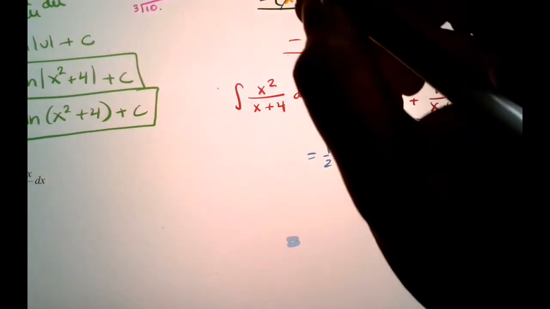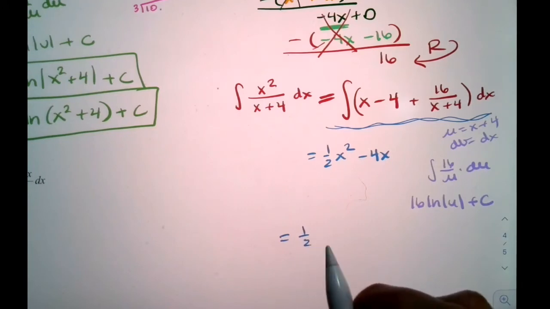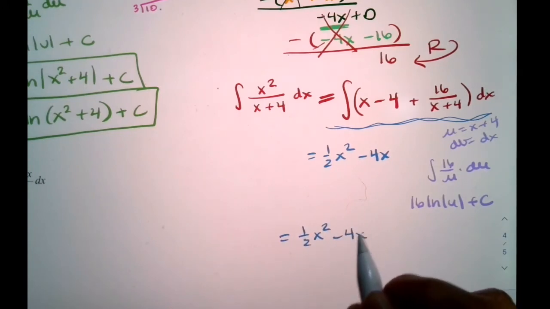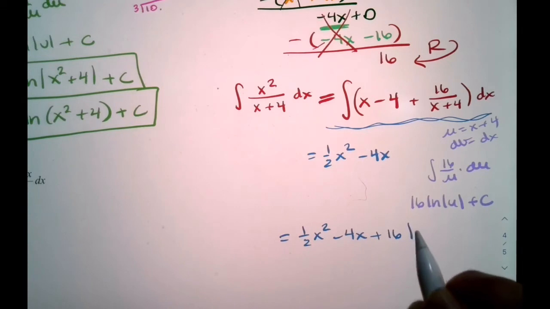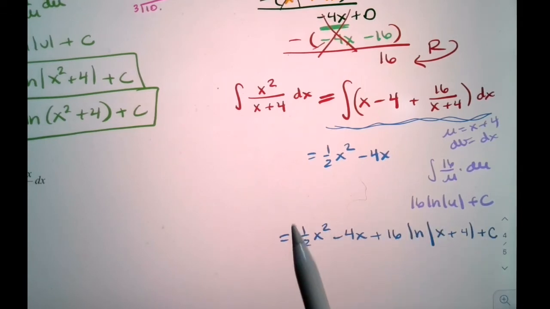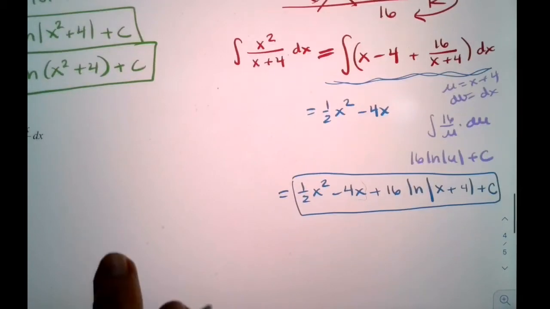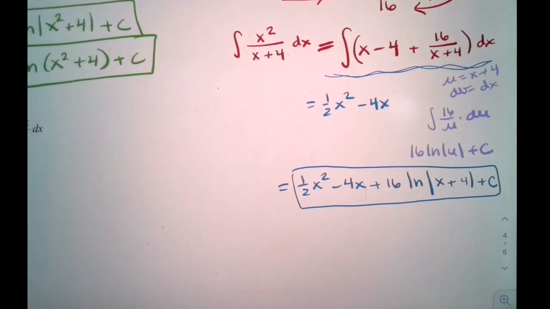You have 1/2 x squared minus 4x plus 16 times the natural log, absolute value, x plus 4, and don't forget about your constant of integration. There is your antiderivative. And I'm actually okay if you do this part in your head. A lot of people would just solve that, but definitely make sure this is not one of those times to relax the absolute value. It must be in play.